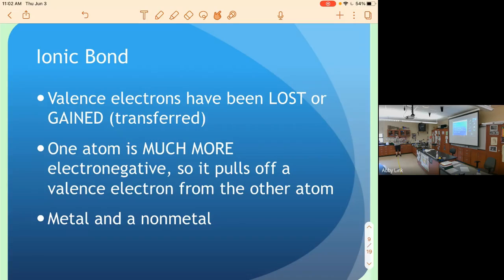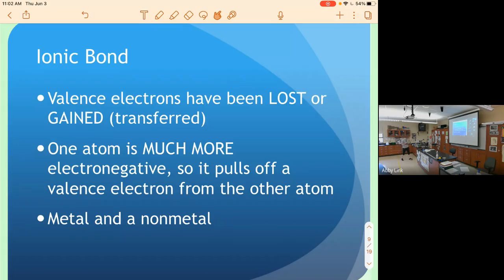Your ionic bonds basically see a transfer of electrons. You might remember this when we talked about ionic compounds versus molecular compounds. We're talking about the same thing here. Ionic bonds form between a metal and a non-metal. And essentially, what we can use now to connect to is electronegativity.